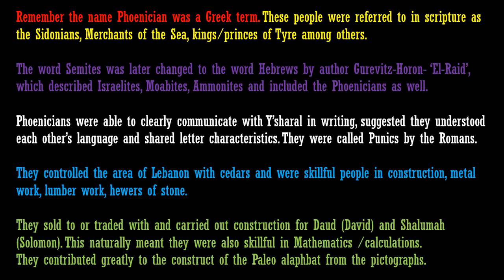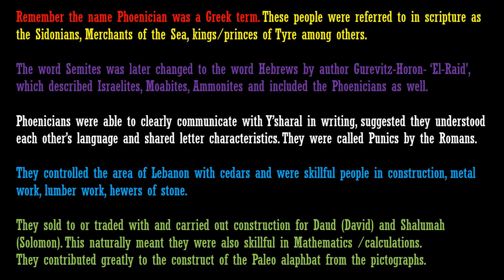The word Semites or Shemites was later changed to the word Hebrews by author Gurevitz Horan El Raid. Hopefully I pronounced that correctly. And this author used the term Hebrews instead of Shemites to describe the 12 tribes of Israel or Yisrael, the Moabites, the Ammonites, and other descendants of Abraham, to include the Phoenicians.